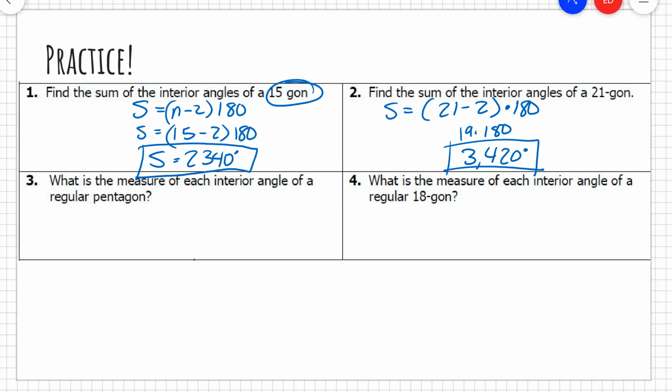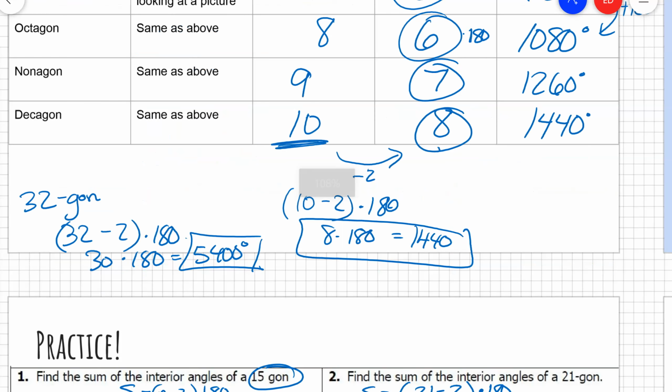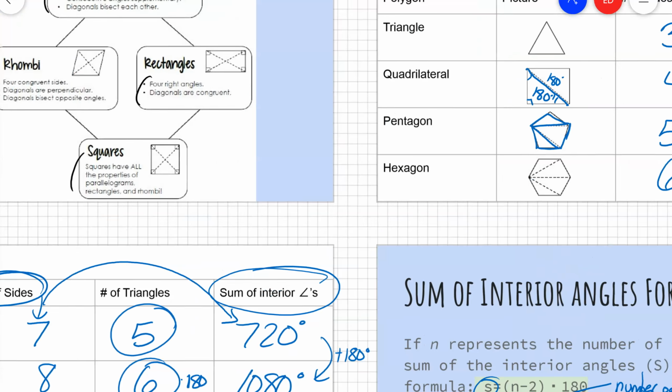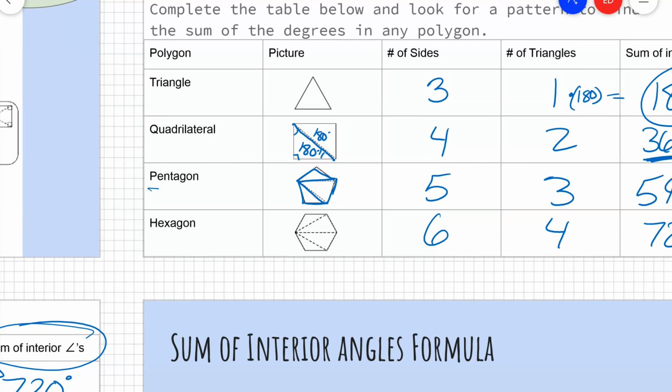What's the measure of each interior angle of a regular polygon? So when it says each, they're only wanting one. So in this case, we're going to need to find the sum, and then at the end, we're going to need to divide it by the number of angles. Now, a pentagon, we can look back at our paper that you guys have or online, and we could look at pentagon. Pentagon is right here. If you don't remember how many sides there are, 5 sides.